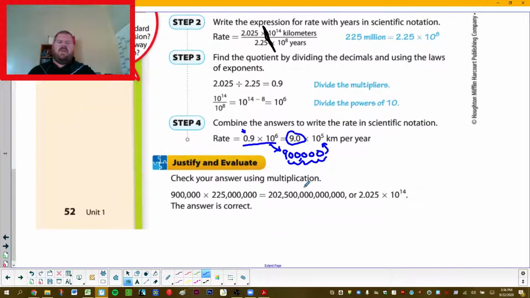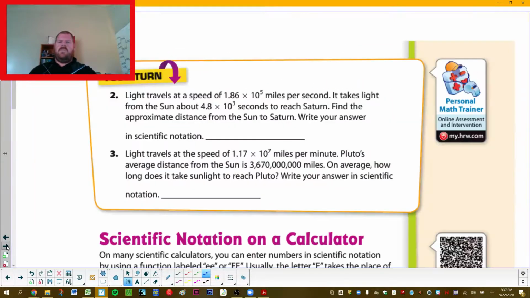And then they check their answer using multiplication, and for that they've expanded the numbers into their standard forms. So again, using that idea that if we want to go standard form, we can go standard form, and if we want to use our scientific notation, we can do that as well.